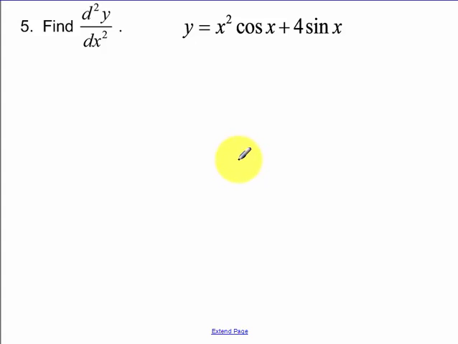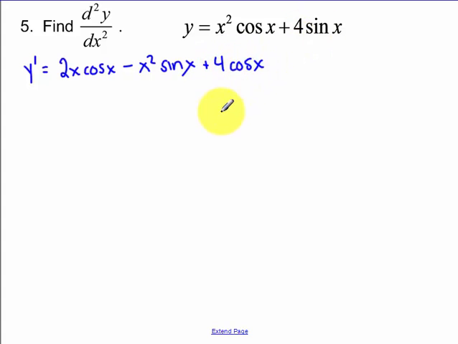Okay, last question. And this one's complicated because we're finding the second derivative, but also we have a product rule happening here. Okay, so y prime. Derivative of the first, leave the second alone. Plus, leaving the first alone, derivative of the second is negative sine x. So I take my eraser and I put in the negative. Plus the derivative of that, which is 4 cosine x.